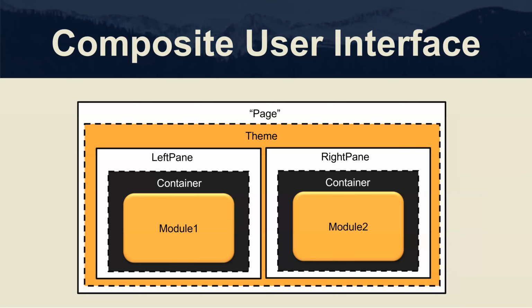A page can have a theme that's associated to it. The theme provides you with the look and feel of the page. And a theme can contain a number of different content regions called panes. So you could have a left pane and a right pane. You could have as many panes as you desire within the theme. And at runtime, you can insert modules into those panes, which allows you to composite the page at runtime, which all occurs dynamically rather than statically, which is what typically happens in a web application.